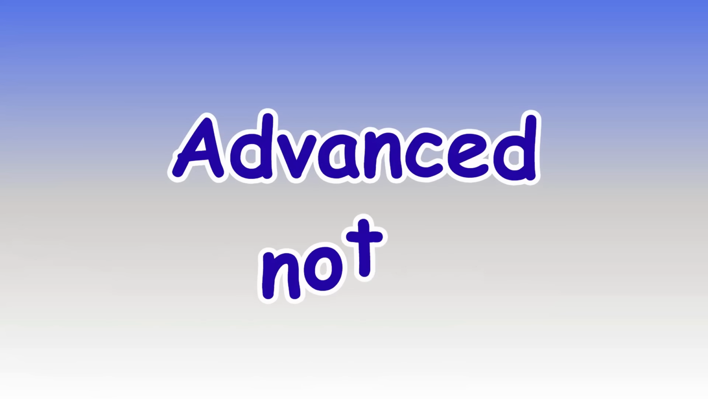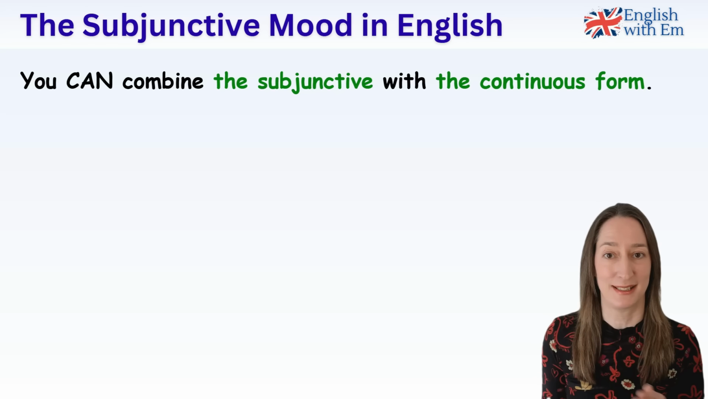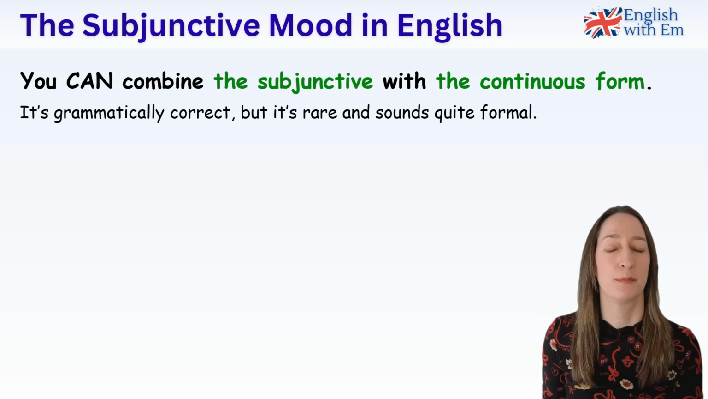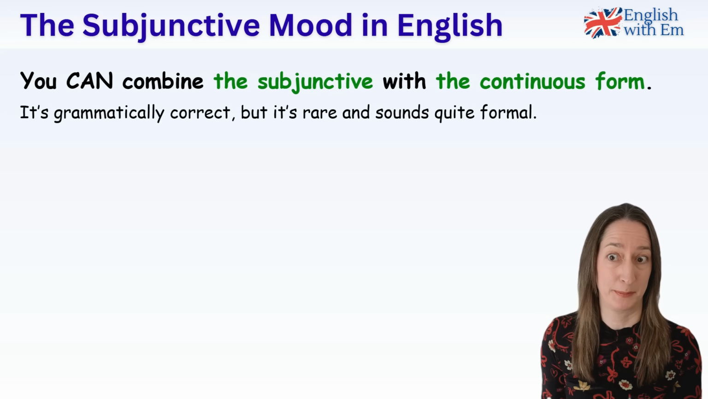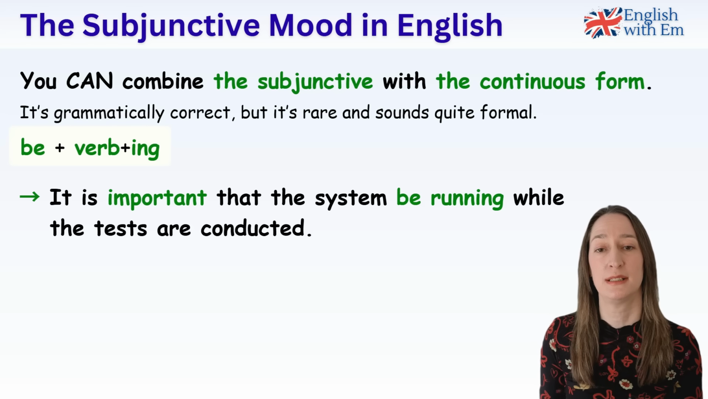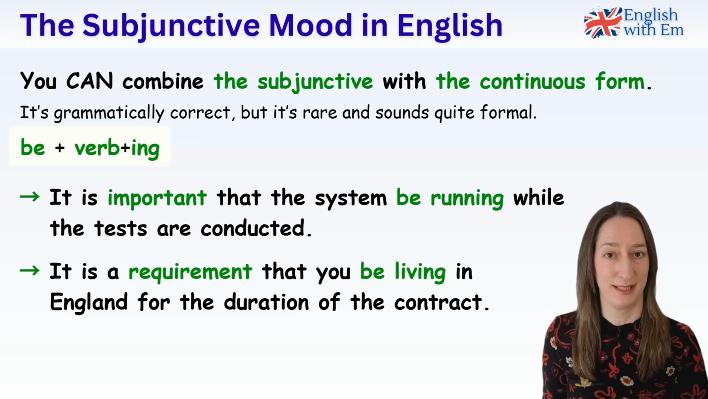A quick note for advanced learners, and that is that you can combine the subjunctive with the continuous form. You might read on the internet that it's not possible. It is. It is grammatically correct, but it's rare and it sounds quite formal. It's formed using be and then the verb with ing. It is important that the system be running while the tests are conducted. It is a requirement that you be living in England for the duration of the contract.